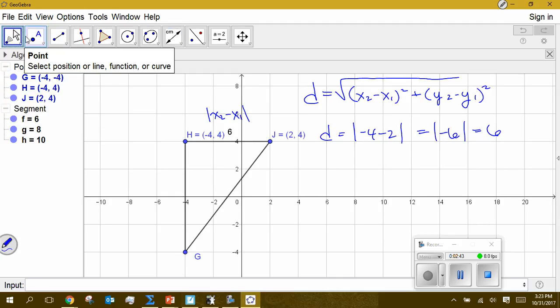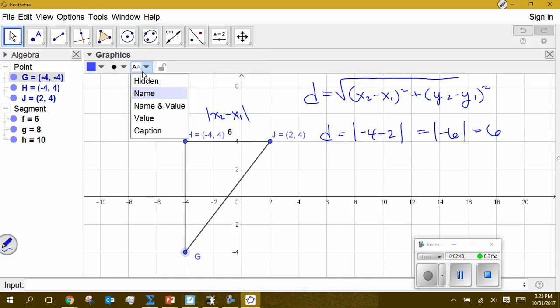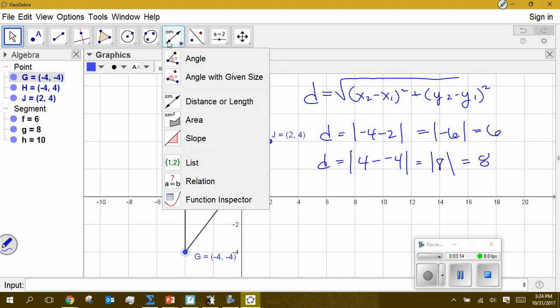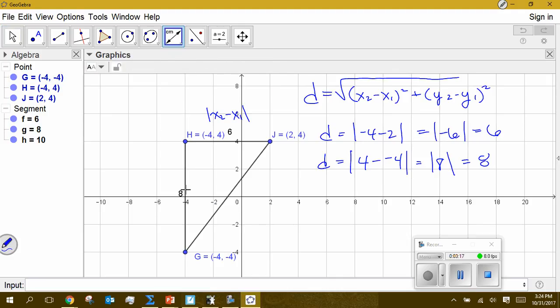I need to do the same thing to find the distance from H to G. Because it's a vertical line, it's the same concept. The x values are the same, so now we're looking at the difference in the y values. The distance is 4 minus -4, which gives me an absolute value of 8, which is just 8. It doesn't matter what order I subtract those y's; -4 minus 4 gives -8, and the absolute value of -8 is still 8. We should see that distance as 8 here too. So I get those two distances.